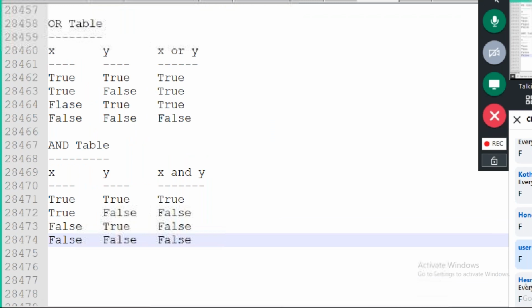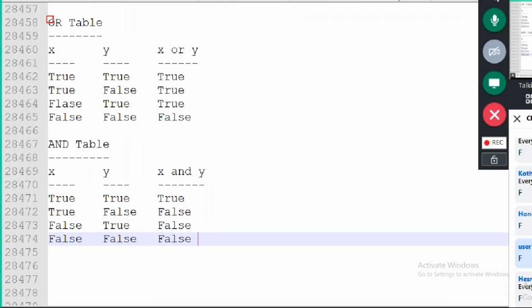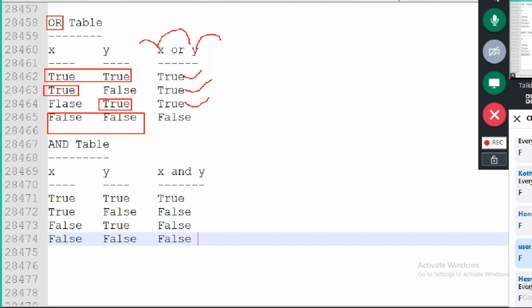Right? Now all of you observe a simple logic. In case of OR, either X must be true or Y must be true or both must be true, guys. At least one must be true. So first, both are true, so true. Here X is true, then true. Here Y is true, then true. But here no true is there, only false. So false, guys. So in case of OR, if any one is true, then OR gives true.